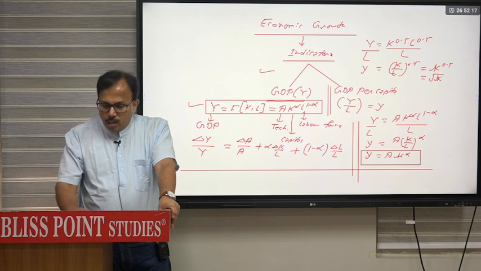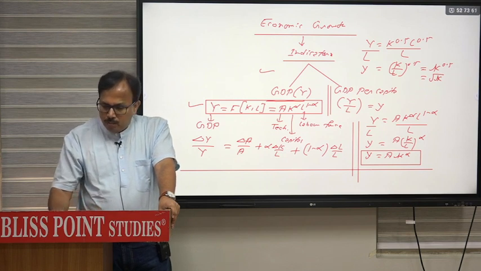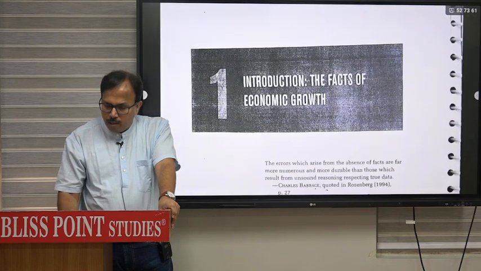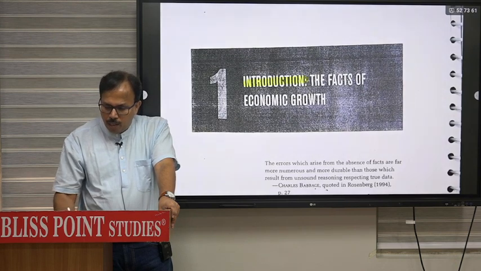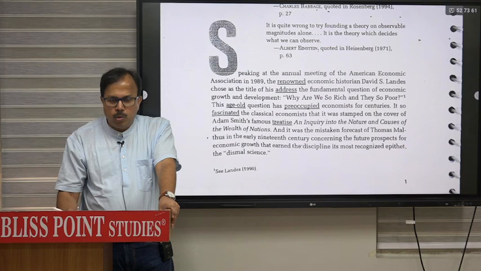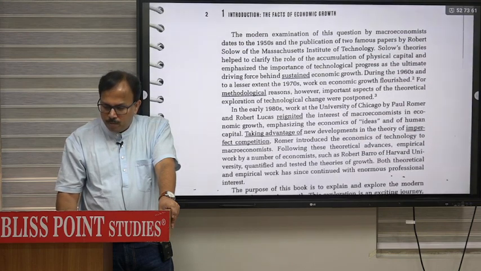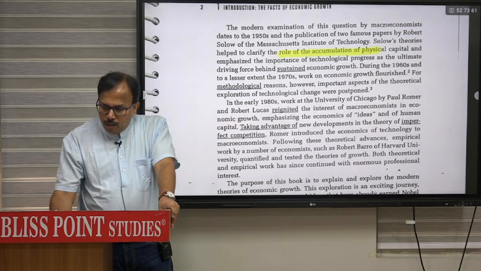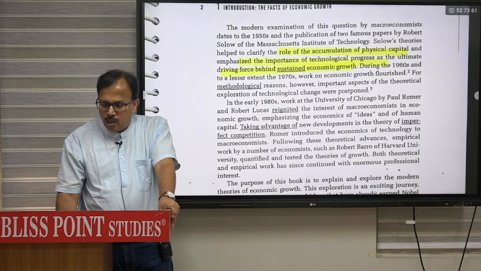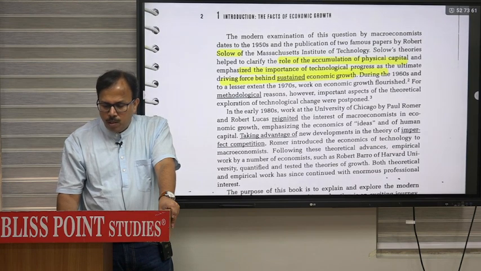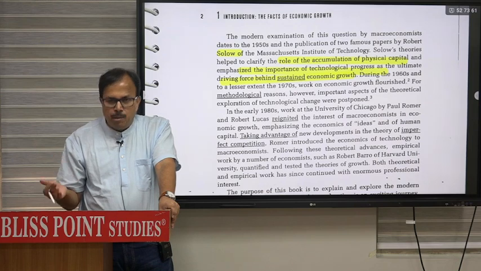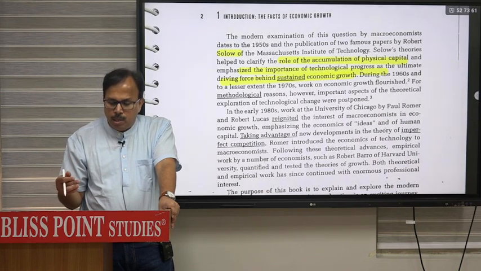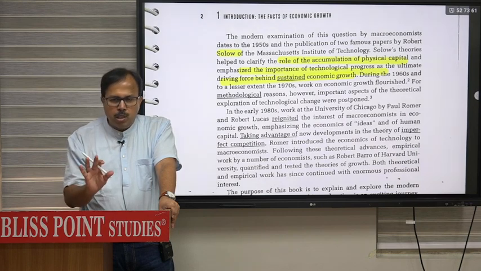Then you can see this has been explained in chapter number 1, when you begin with the introduction to economic growth, some basic facts, an introductory chapter. The initial part you can ignore, no significant information is there. It simply talks about the overall role of capital and emphasizes the importance of technical progress as the ultimate driving force in sustained economic growth. The Solow model is basically explaining that the growth of the economy is determined by technical progress, physical capital accumulation, and the population growth rate. So in the introduction, just this information is being given.